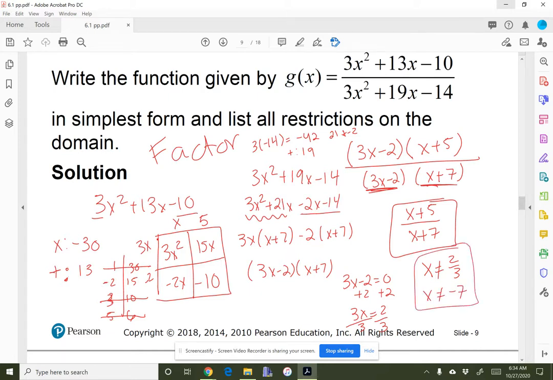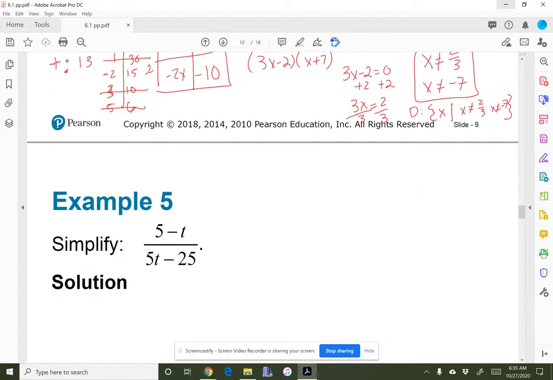So you could list your restrictions that way, or it might say the domain is x such that x can't equal 2/3 and x can't equal negative 7, if that makes sense. Okay, I know that's a lot of work. The factoring was the hard part, but you have to factor in order to cancel.